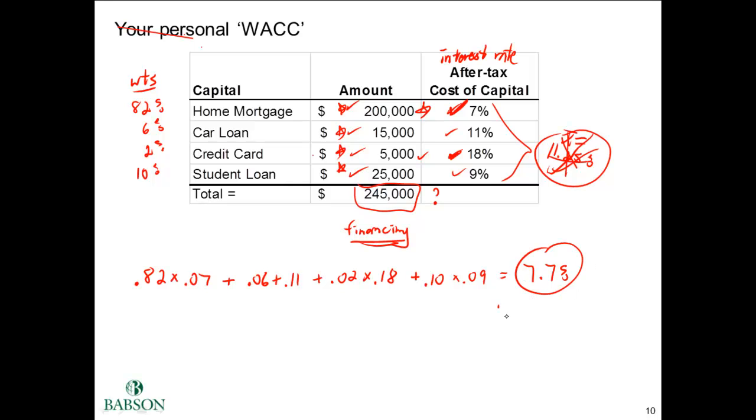So that is, in essence, your personal weighted average cost of capital, which you can see is very, very different from just taking a simple average, as you might suspect. So we need to do this for companies as well, because we want to understand the blend of the financing and what our investors are, in essence, charging us.